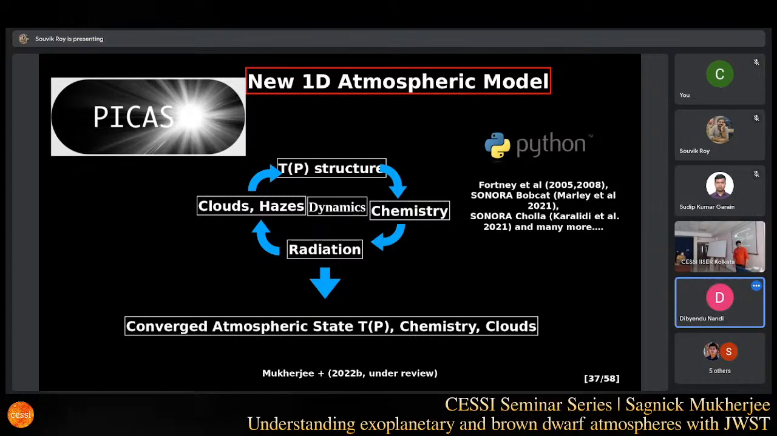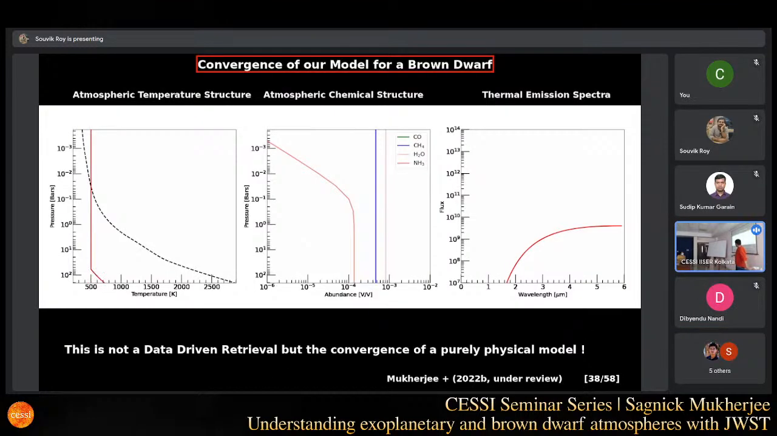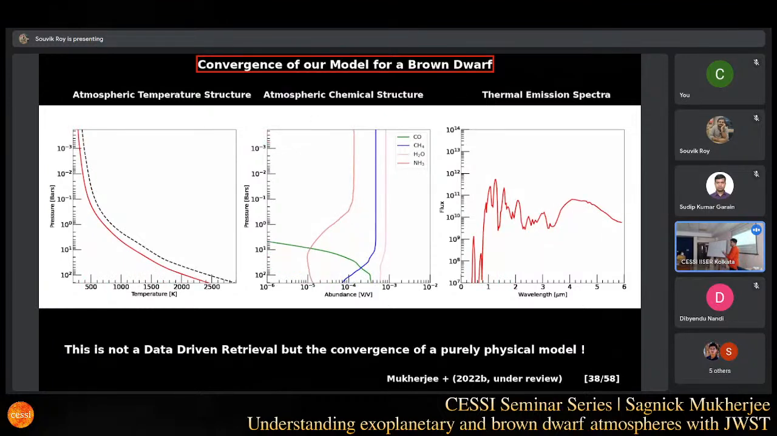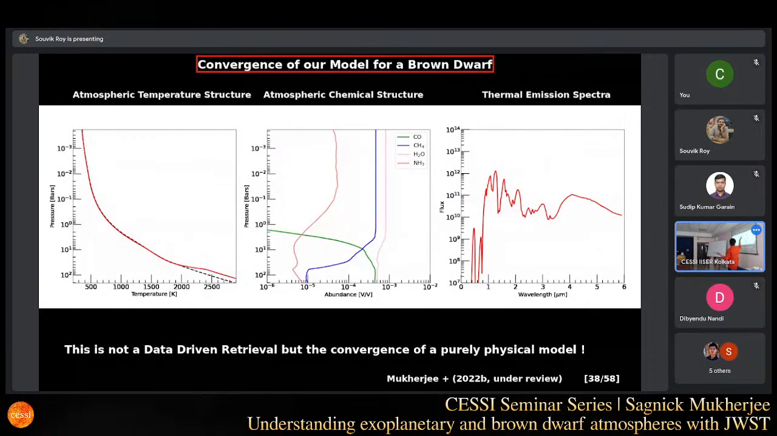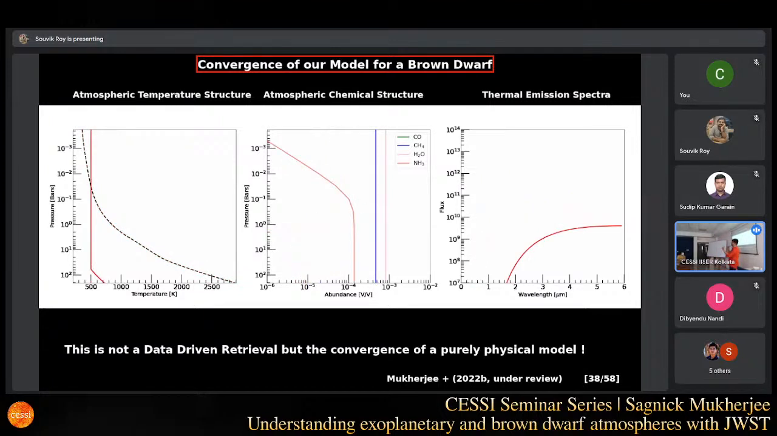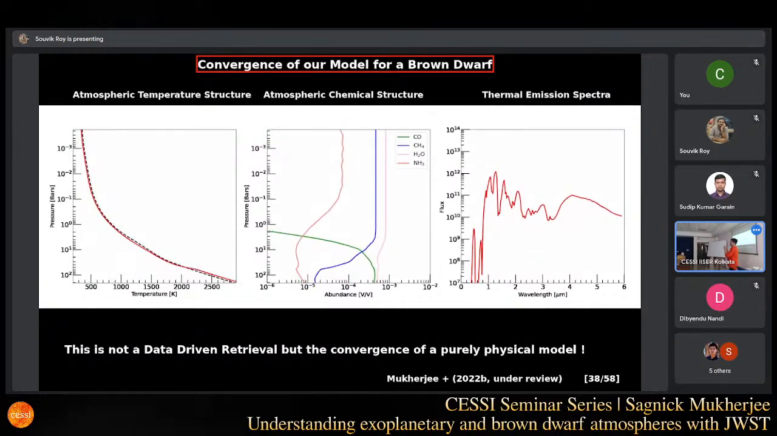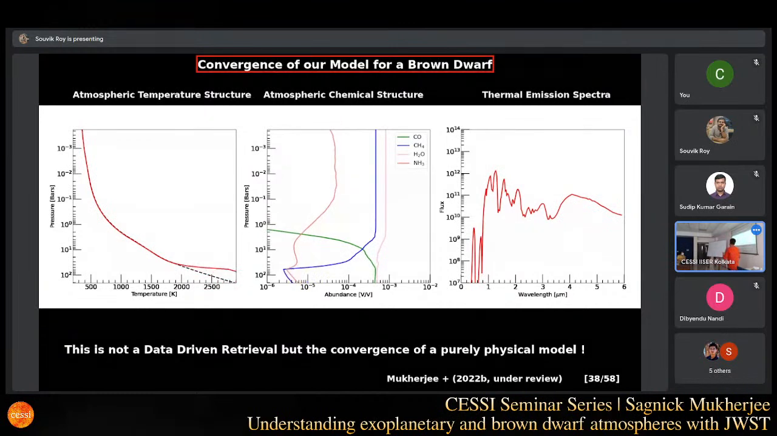So we have this model, and let me show you an example of how this works. This is just showing you the iterations in the model. I have tried to model some brown dwarf with some properties, and you can see that this model takes care of all the physics interconnections between temperature, chemistry, clouds, and everything, and iterates all of that at once to give you an atmospheric state, which is physically consistent at the end.